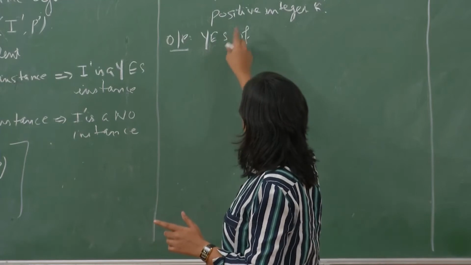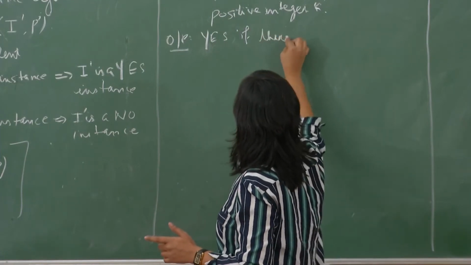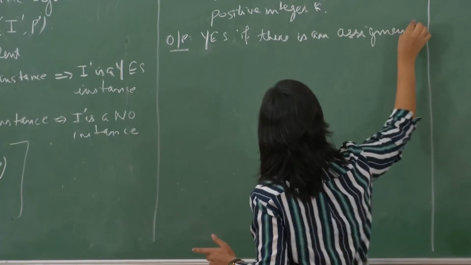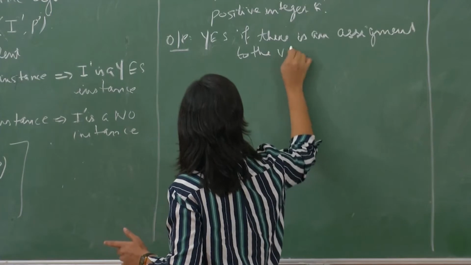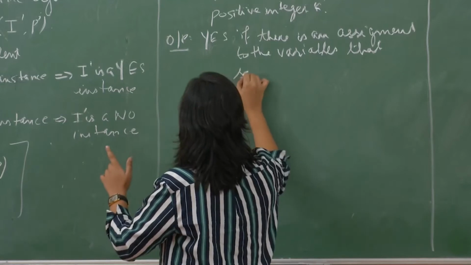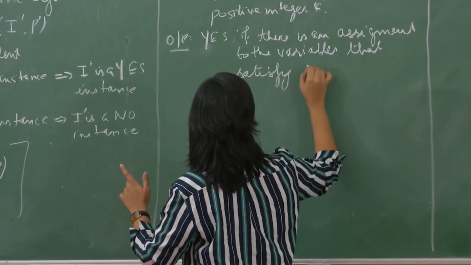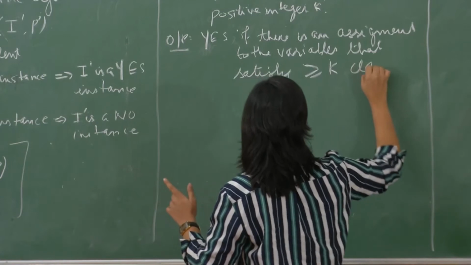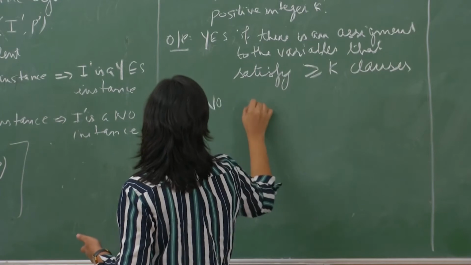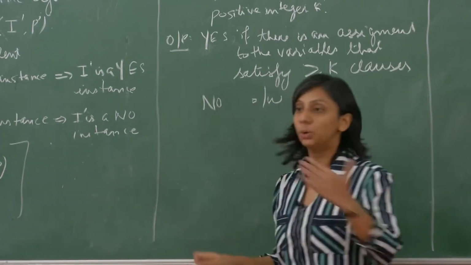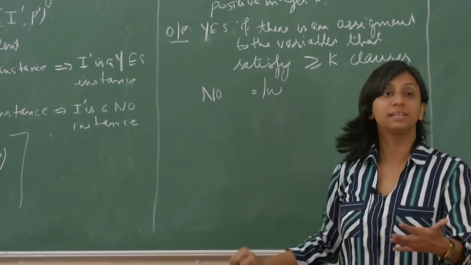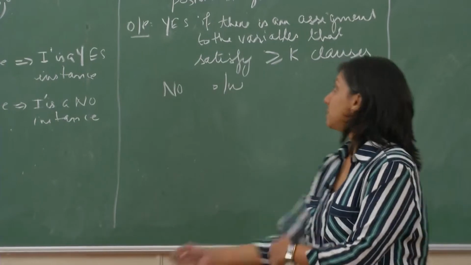So again, what is it? It will output yes if there is an assignment to the variables that satisfies at least k clauses, okay? And it outputs no otherwise. So it outputs no when there is no assignment that satisfies at least k clauses, or in other words, every assignment satisfies strictly less than k clauses, okay? So this is the problem.